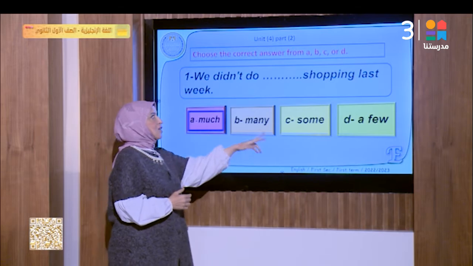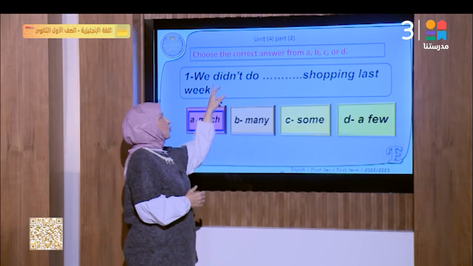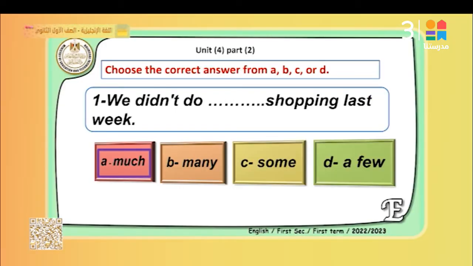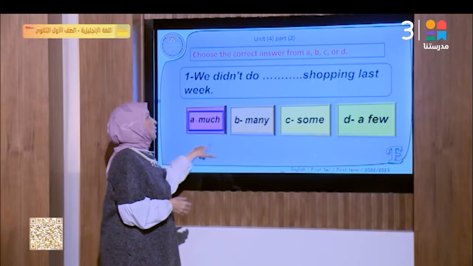And again, some is not used in the negative form. We can use any in the negative form, and we can use much in the negative form. So we say we didn't do much. If I say I didn't do any, it means that I didn't do any shopping at all. But if I use much, it means that I did some shopping, but not much.